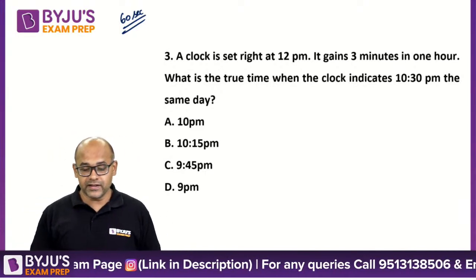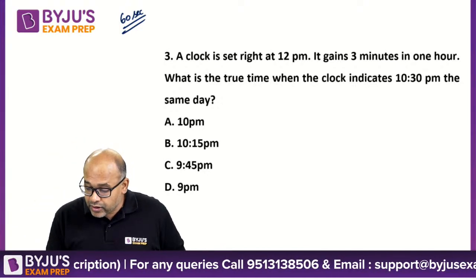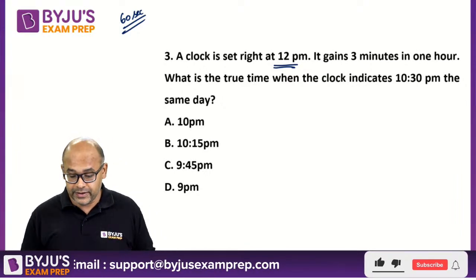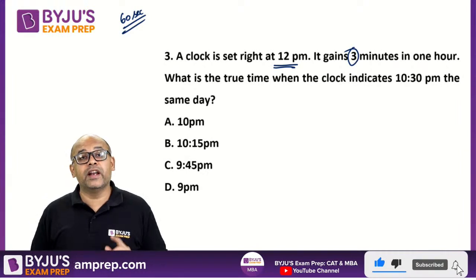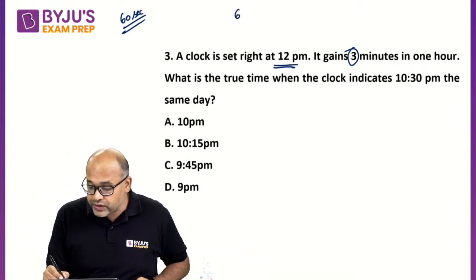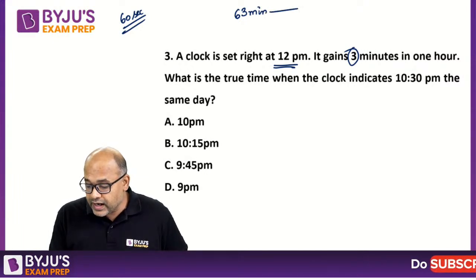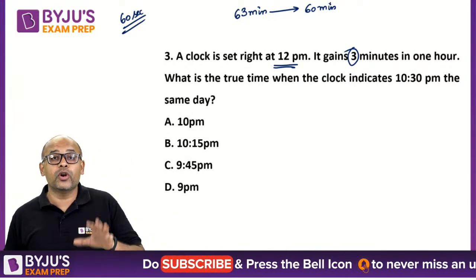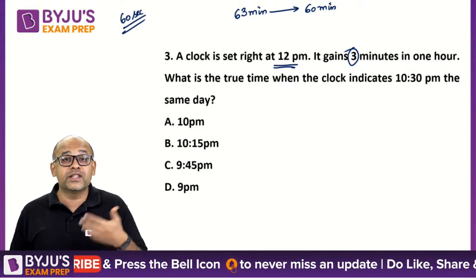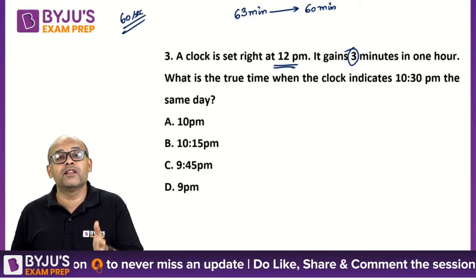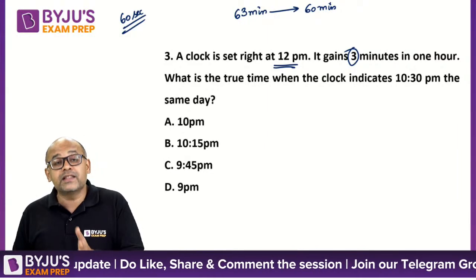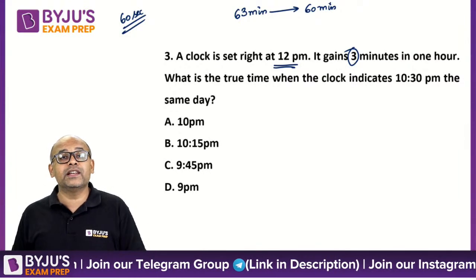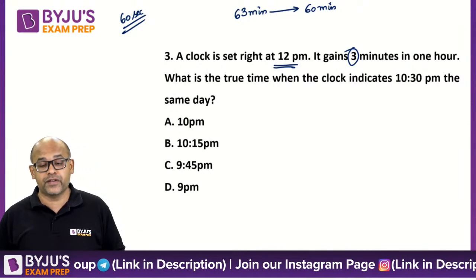Okay, so that's your 60 seconds. So what is happening here? A clock is set right at 12 p.m., at noon, it is set correctly. It gains 3 minutes in 1 hour, which means if the clock shows 63 minutes, then the correct time is 60 minutes. Right? Because in 60 minutes, the clock will gain 3 extra. So the clock will show 63 minutes, that is 1 hour 3 minutes, whereas the actual time would have been only 1 hour. So for every 63 minutes it is showing, the actual passing is 60 only. This is how you need to calculate for this kind of question.